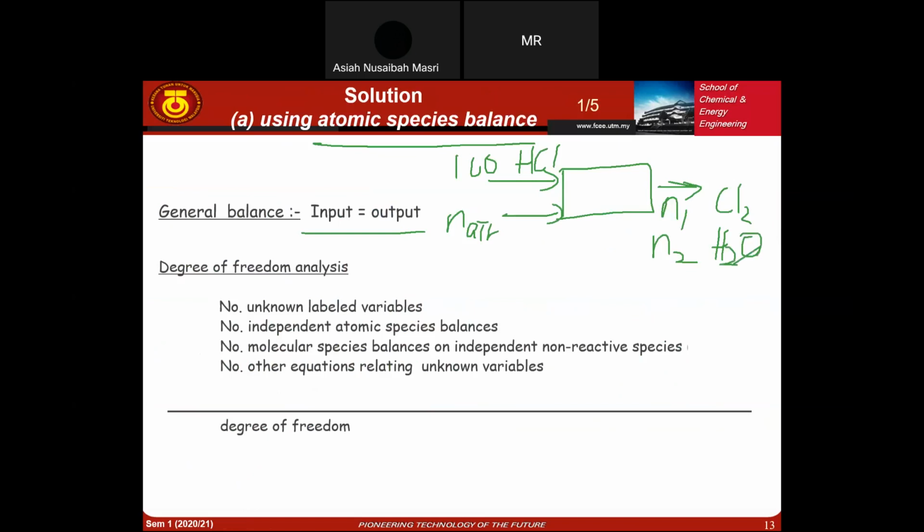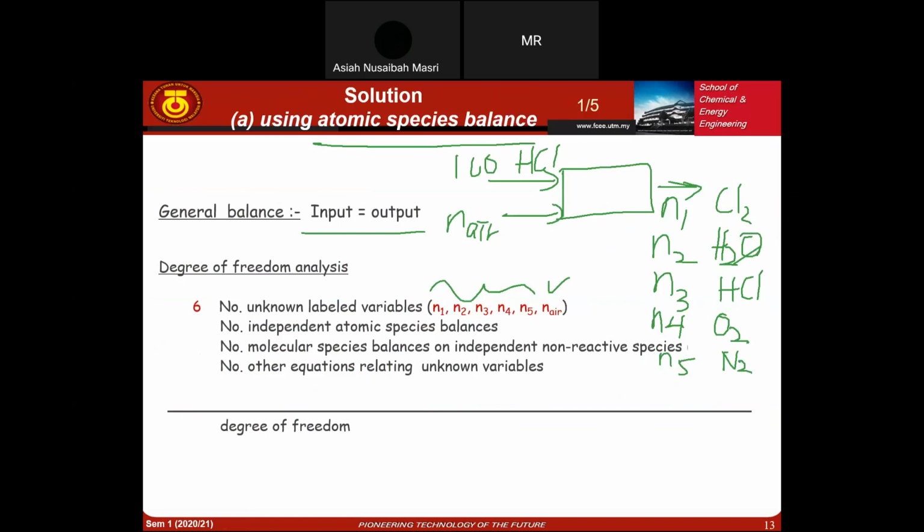Water here. We have N3. So this N is representing the moles, the amount of HCl. So N3 mole of HCl, N4 mole of oxygen. And don't forget, you have the excess, you have the inert, which is the nitrogen. So N5 for nitrogen. So how many unknown labeled variables? We have 6, and air, and also N1 up to N5. So 6 unknown labeled variables.